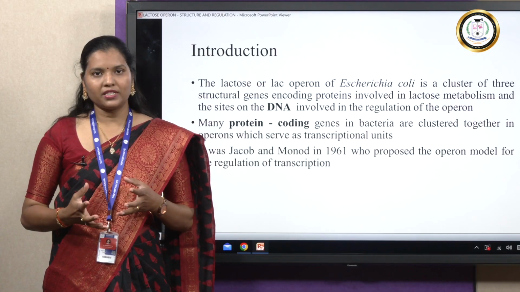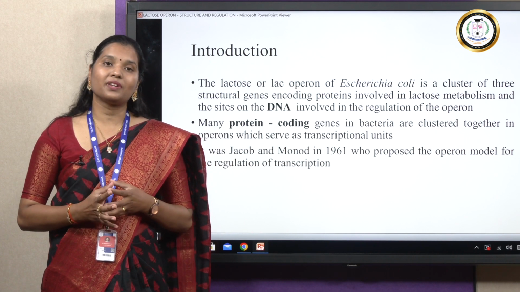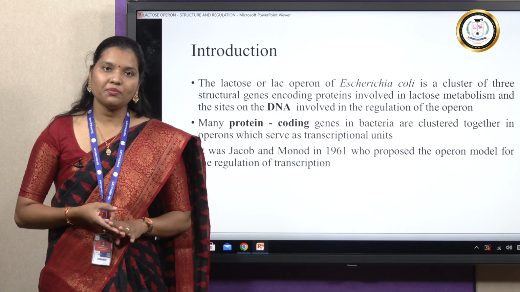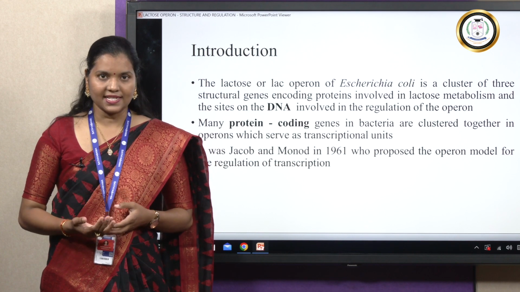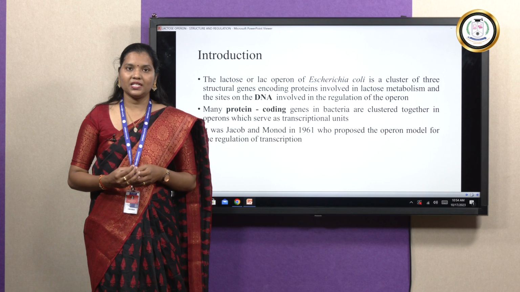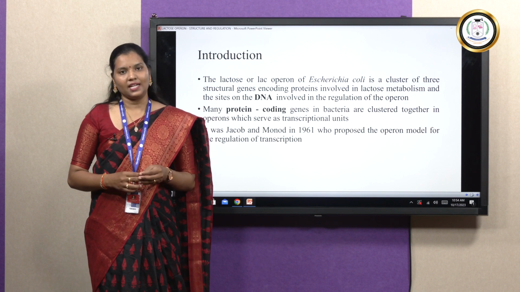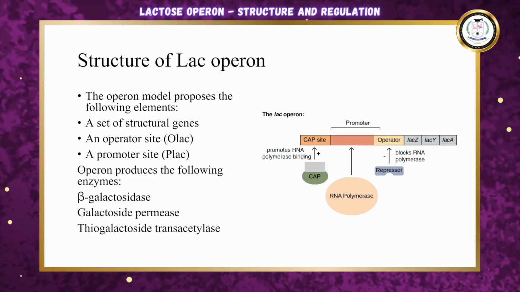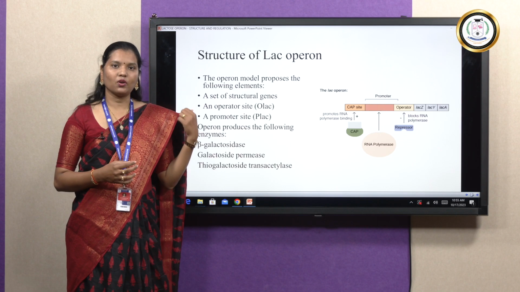This is a complex process, and lactose metabolism requires three enzymes to be produced by the bacteria itself. The production of these three enzymes is explained in the lactose operon. So, the structure of the Lac operon: you can see the diagrammatic representation. The operon model proposes the following list of elements.